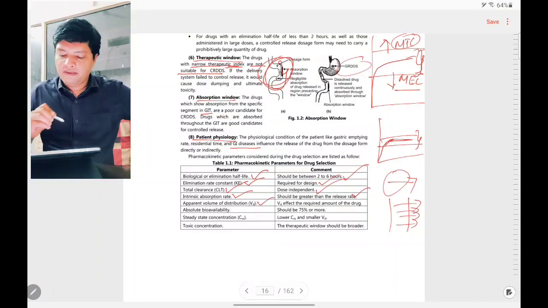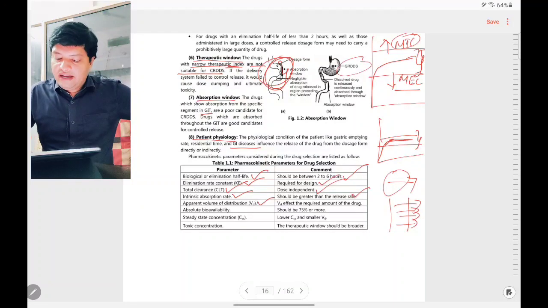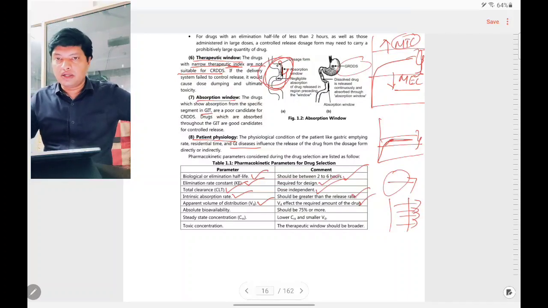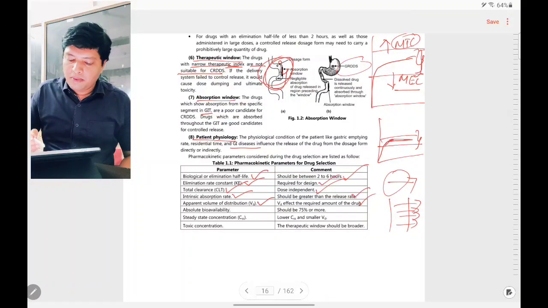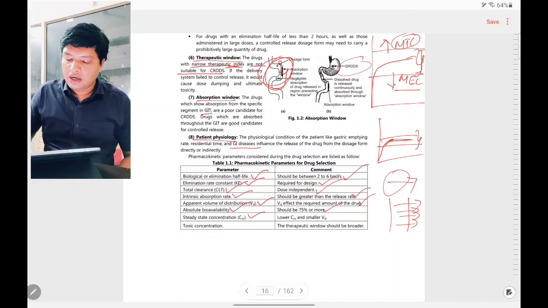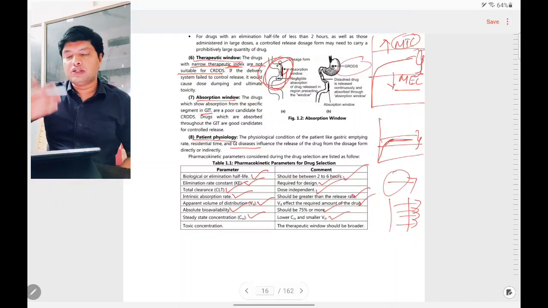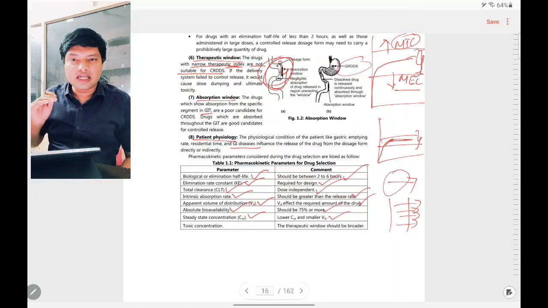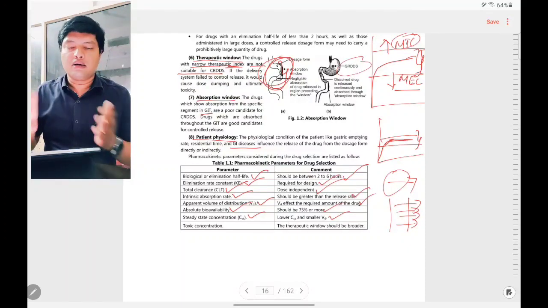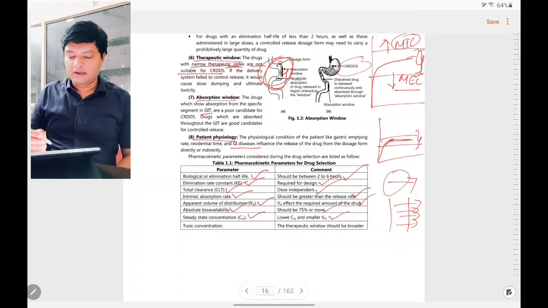Next, apparent volume of distribution. So VD affects the required amount of drug. If the distribution is more, your required amount of drug is also more for showing the action. Then absolute bioavailability should be more than 75%. Then steady state concentration, lower or smaller. So it should attain the steady state concentration at a low concentration itself. If it is attaining steady state concentration at a higher concentration, then you need to give more drug, dose will be increased, and then it creates problems in designing the controlled drug delivery.